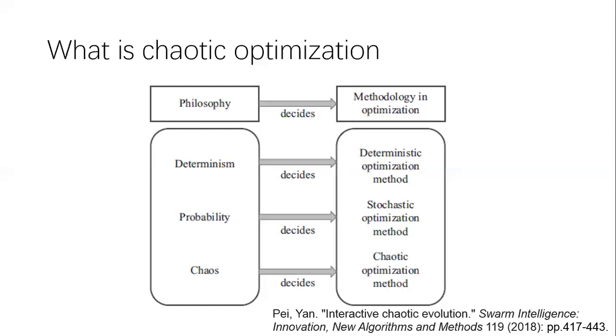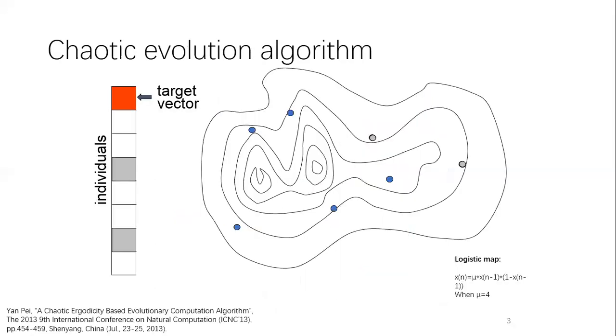So in this work, we talk about the chaotic optimization method. Here is an example, which we call the chaotic evolution algorithm. The left side is an individual group, which we call the population. Each mesh, for example this right mesh, we call a target vector. It is a vector. And the left side is a contour of a continuous optimization domain.